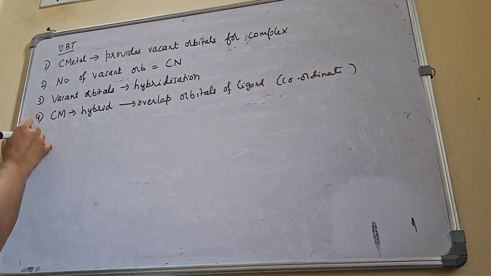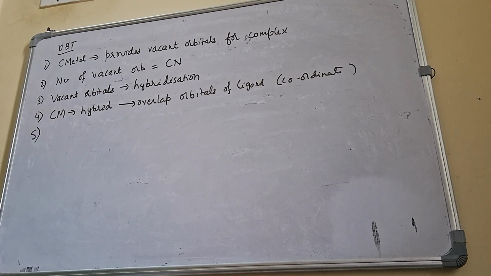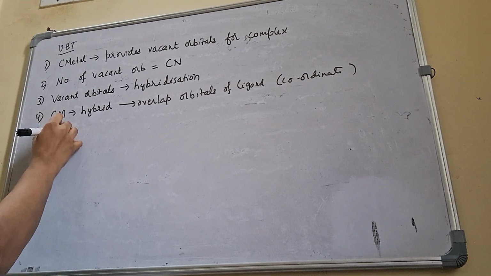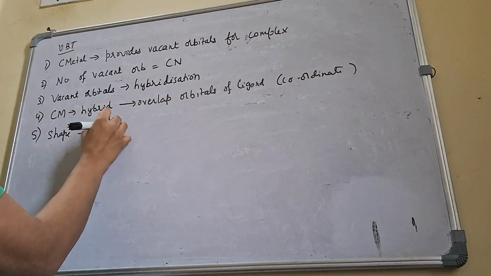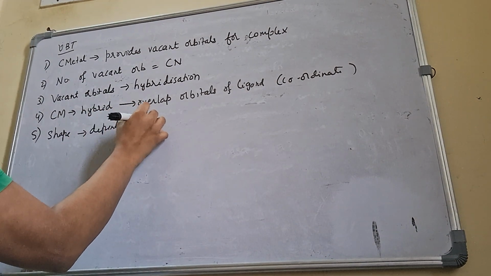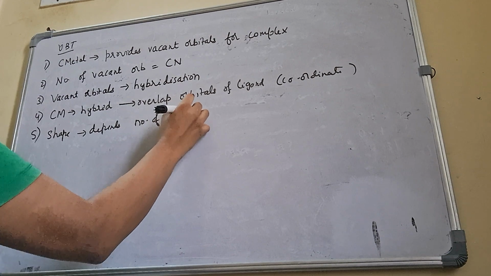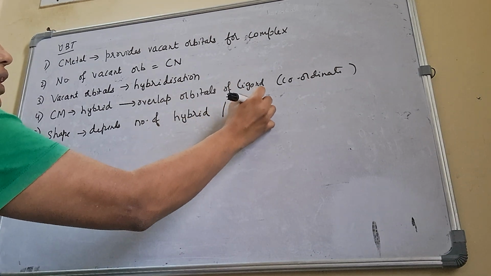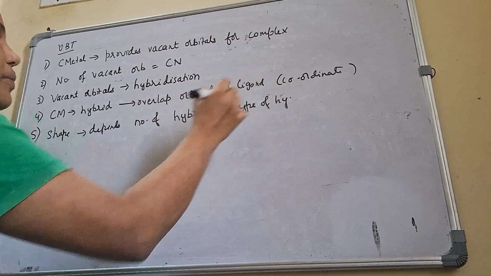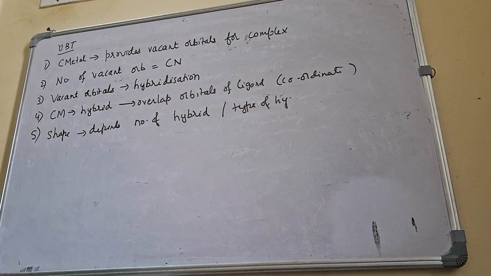Next, the fifth one, the geometry. This theory is good in a way because it is able to explain the geometry. So the shape or the geometry of the complex depends on the number of hybrid orbitals, how many hybrid orbitals, and also on the type of hybridization. Okay, I will list it.